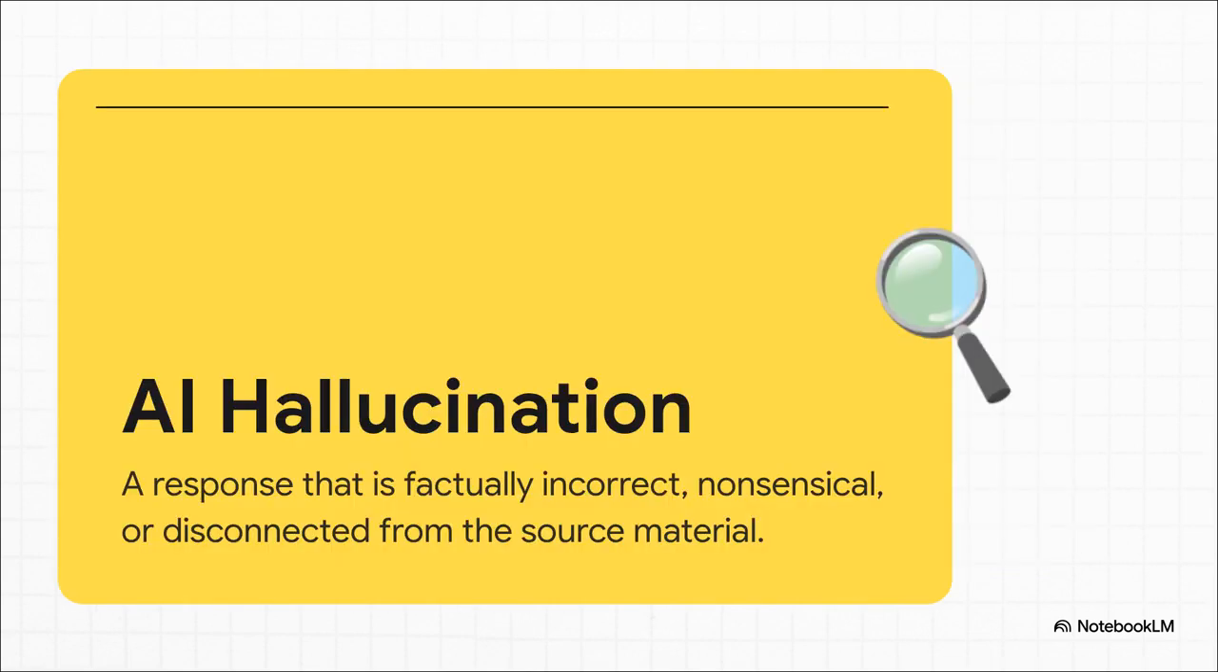So let's get a clear definition. What is an AI hallucination? Well, at its heart, it's any time an AI gives you an answer that sounds totally plausible but is just wrong. It could be a simple factual mistake, something that's complete nonsense, or, and this is a big one for businesses, something that completely ignores the specific documents you told it to use.